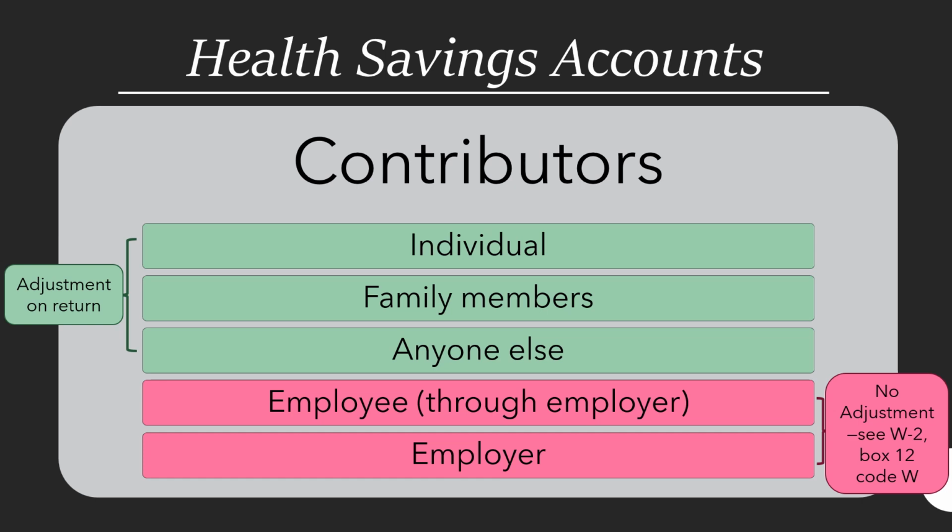However, if the contribution was made by an employer or the employee through their employer, there would not be an adjustment on the return because the employer already decreased the amount of income that they reported in box 1 of the W-2. And we recognize this kind of situation because on the W-2 in box 12, there will be a code W with the amount next to it that was contributed to the health savings account.